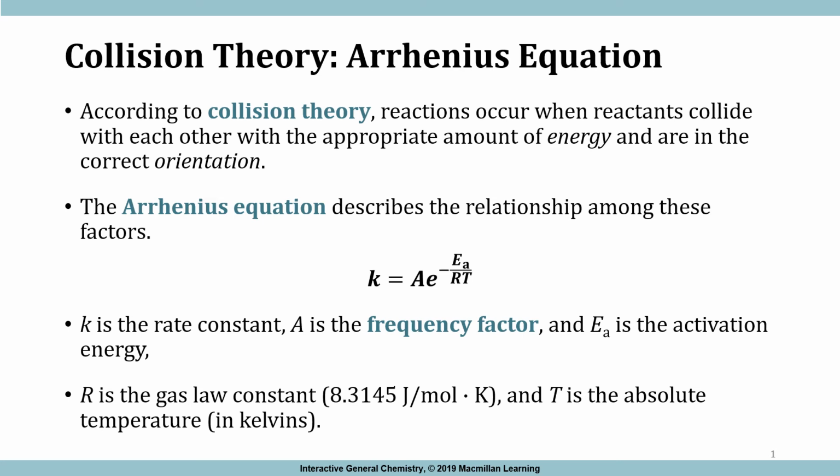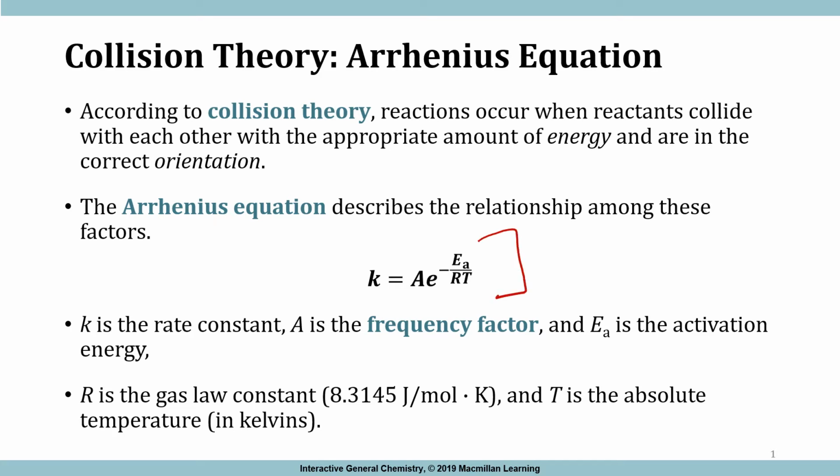Let's move on to the collision theory and the Arrhenius equation. According to collision theory, reactions occur when the reactants collide with each other with the appropriate amount of energy and are in the correct orientation. And the Arrhenius equation describes the relationship among these factors. So that's just going to be this equation here.